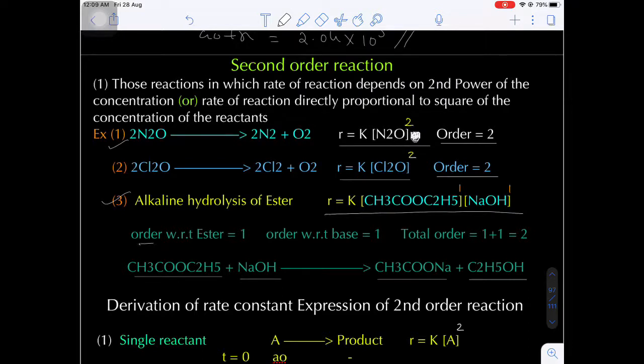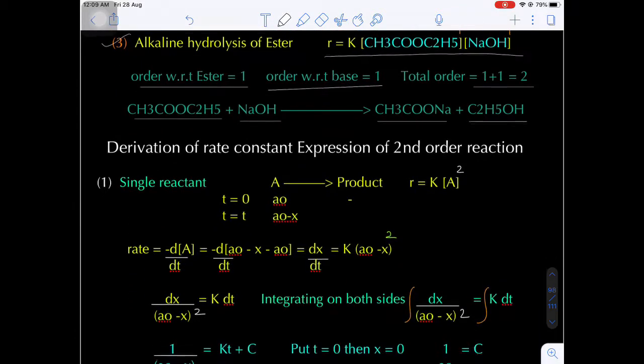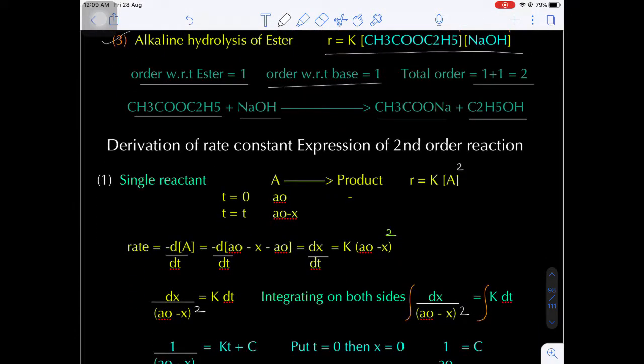Now with respect to the ester, the order will be first order, and with respect to the alkali base, that is also first order. So the total overall order will be second order, 1 plus 1. Okay, these are the 3 examples regarding second order kinetics. Now how to derive the rate constant expression for the second order reaction? I am taking only a single reactant.